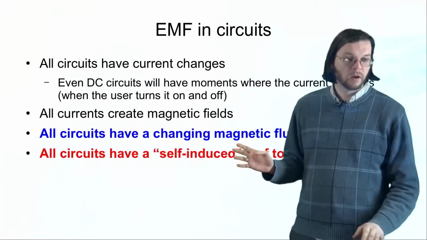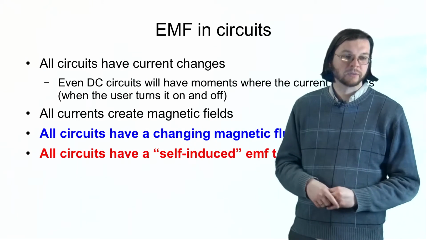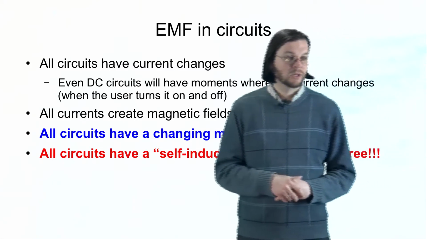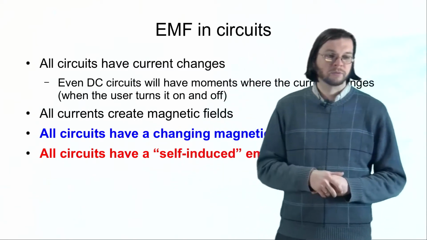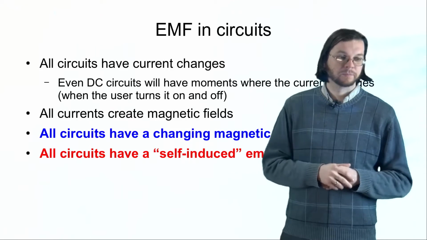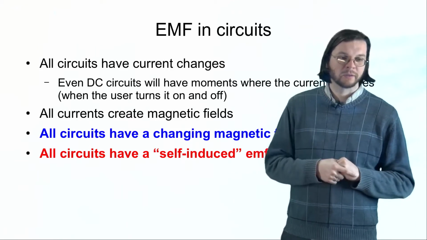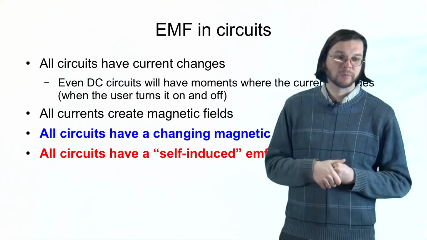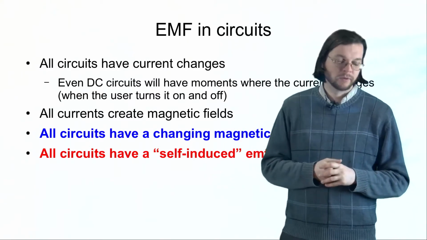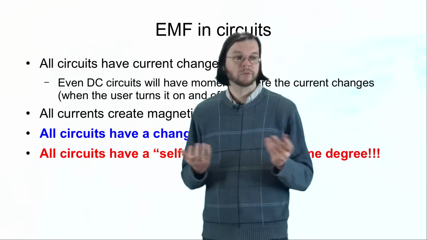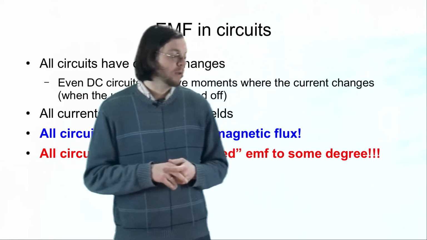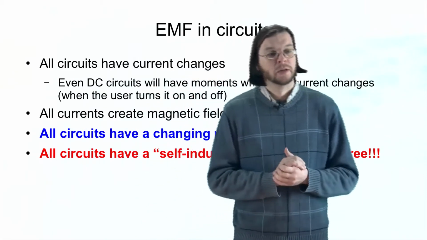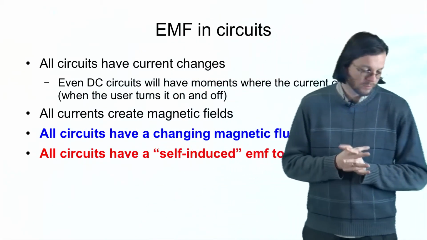But all currents create magnetic fields, and at some point that magnetic field is going to change, either when you're turning it on or when you're turning it off, or maybe there's some sort of a blip in the power grid or something like that. All these circuits at some point will have a changing magnetic field, so all circuits at some point will have a self-induced electromotive force to some degree. And so we need to factor this into the way that we think about circuits, so we can understand this.